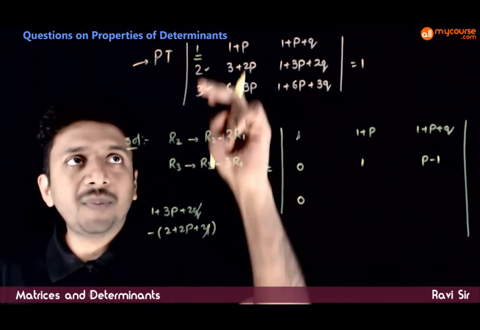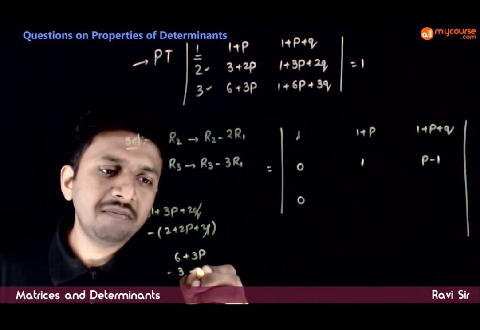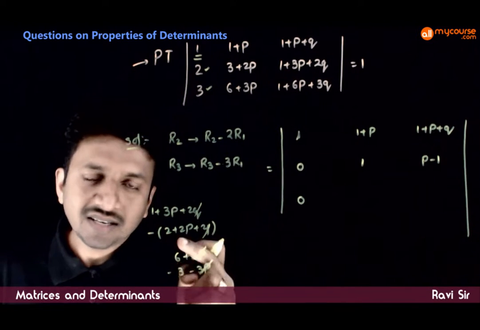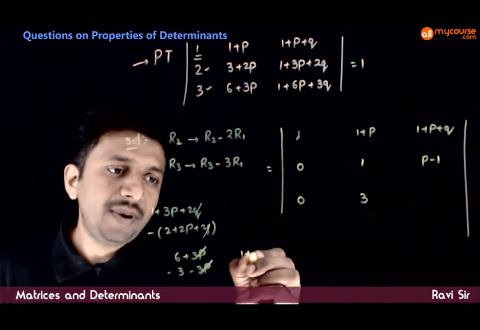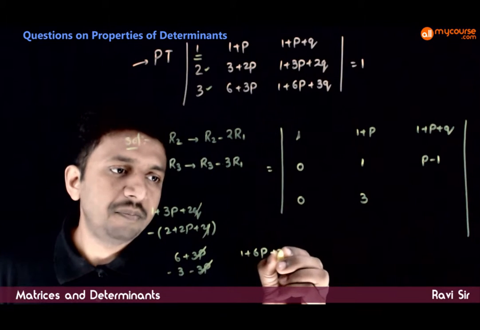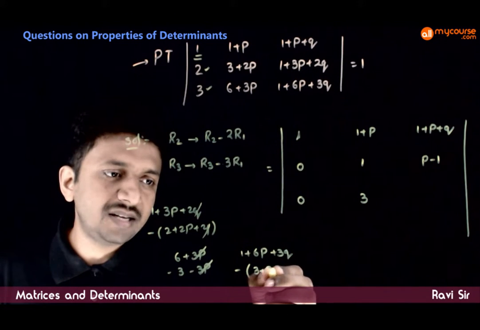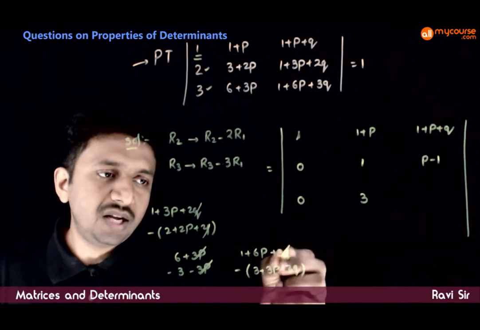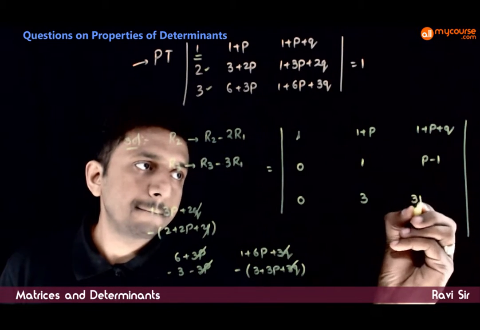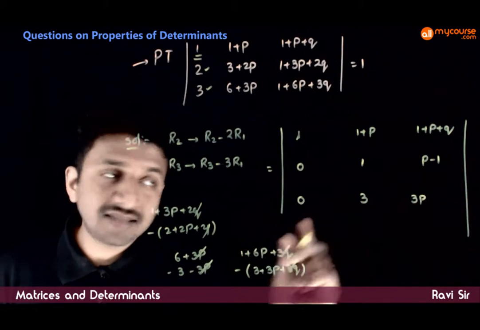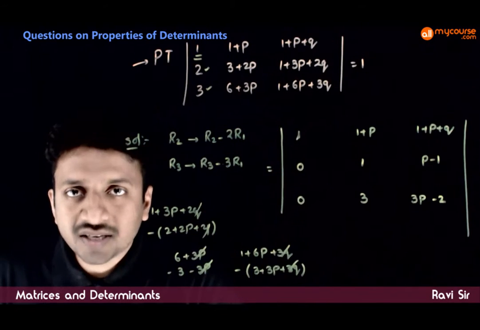So again this becomes 0. 3 minus 3 is 0. So 6 plus 3p minus 3 minus 3p. So these 2 are getting cancelled. 6 minus 3 is just 3. And 1 plus 6p plus 3q minus 3 times this, 3 plus 3p plus 3q. So 3q and 3q get cancelled. So 6p minus 3p is 3p. And 1 minus 3 is minus 2. So this determinant is exactly equal to this determinant.